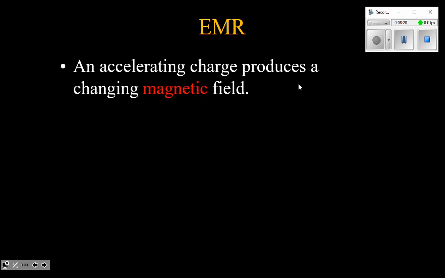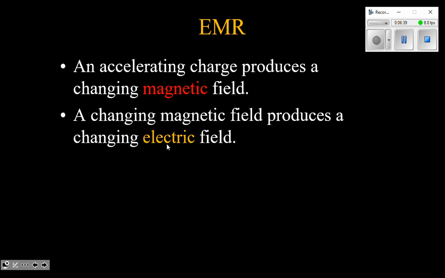An accelerating charge produces a changing magnetic field. So when that charge starts to accelerate, if it was going at constant velocity, it would be a constant magnetic field. But because it's accelerating, it produces a changing magnetic field. The changing magnetic field is what induces a changing electric field.